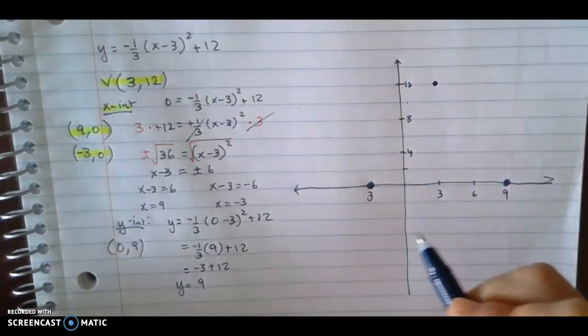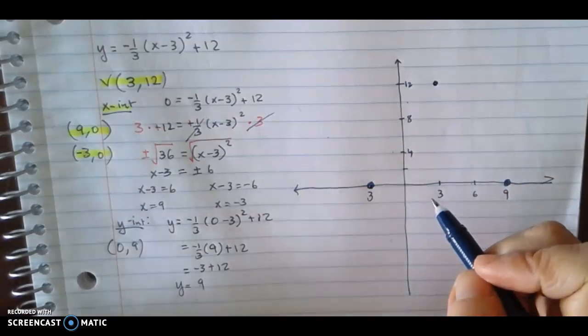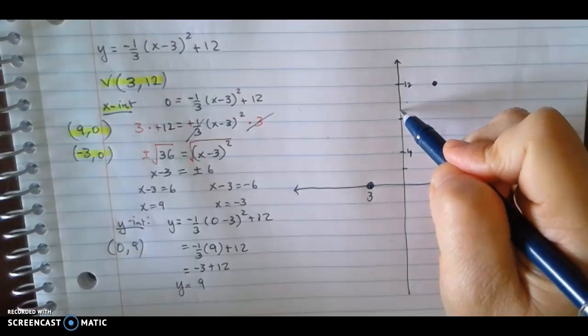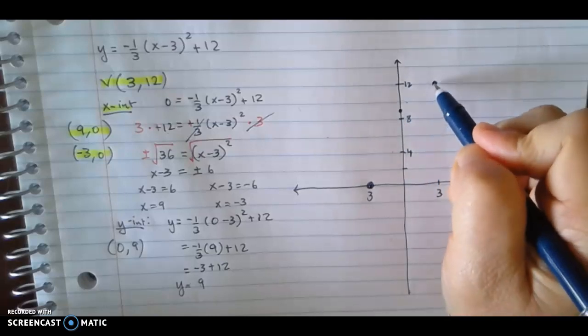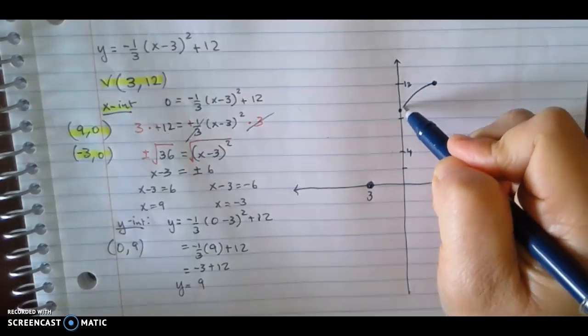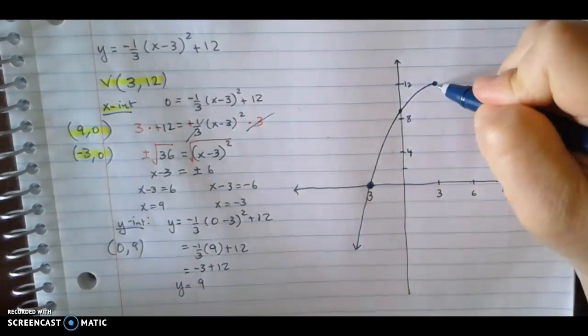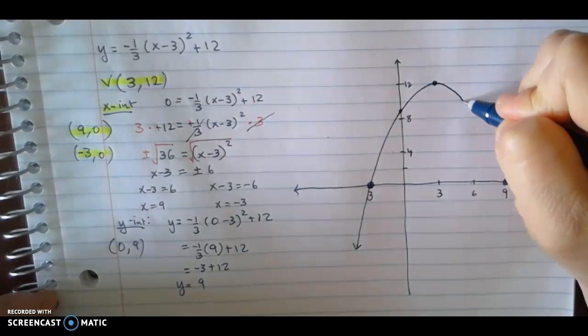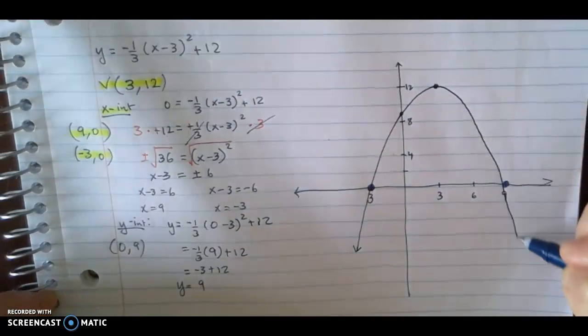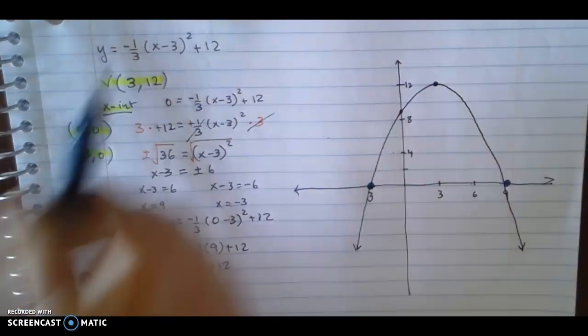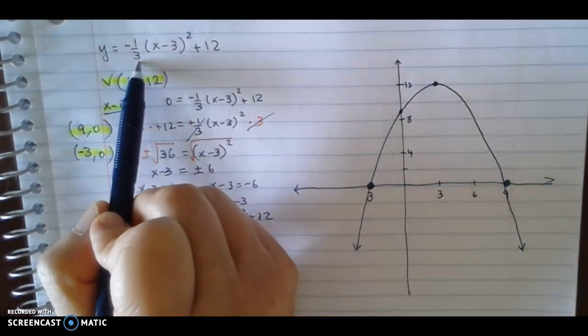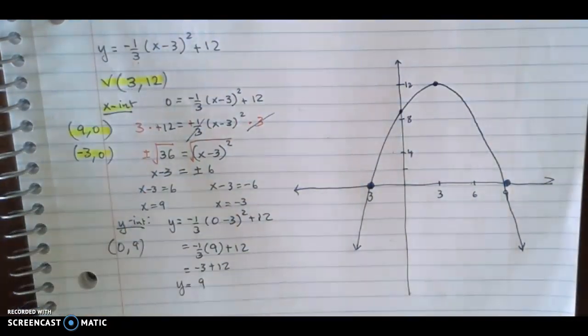And then followed by the y-intercept we found to be 0, 9. So that's going to be 9 here. And again, this is my vertex, so it's going to be symmetrical from here. And of course, the equation is opening down because the a value is negative 1/3 here. Great. So let me stop it right there.